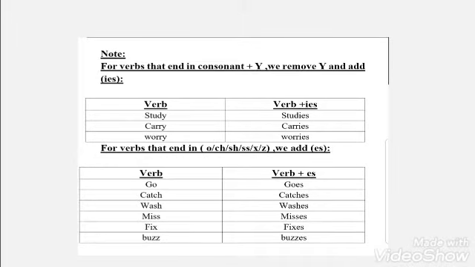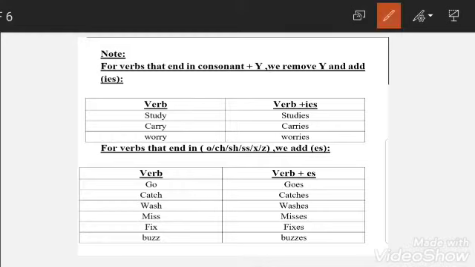For verbs that end in consonant plus Y, we remove the Y and we add IES. Look, study ends with Y. We remove Y, then add IES. As carry, we remove Y, then add IES. Worry, remove Y and add IES.